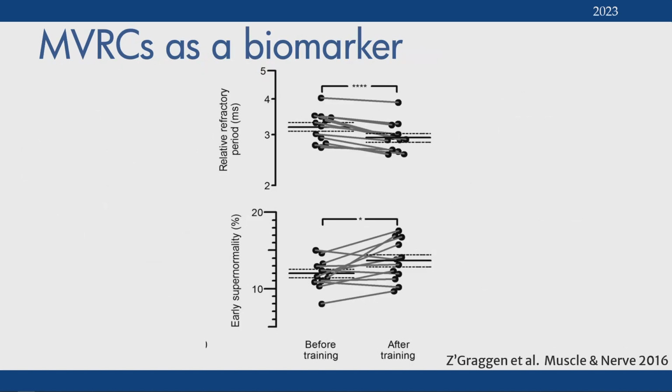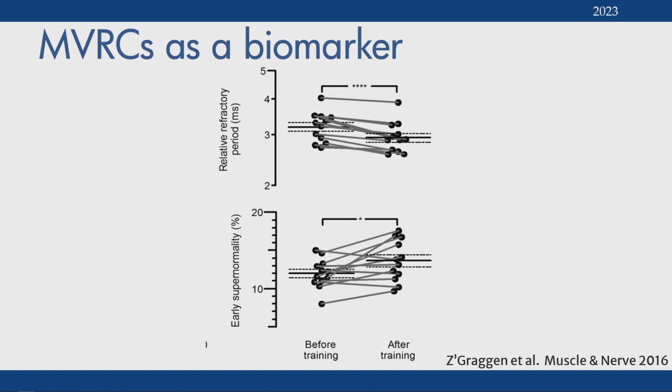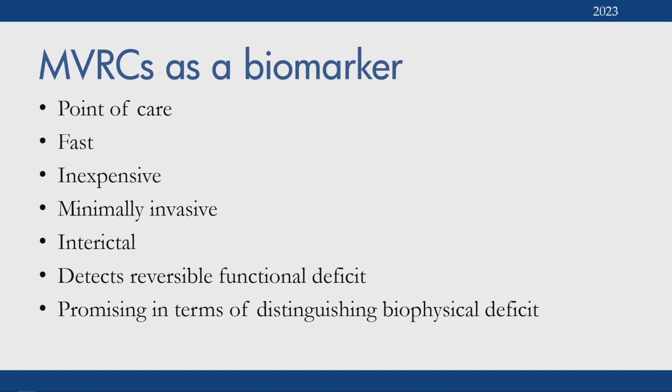There's also a study that was done by Werner Zagragan, and they did force training, so a 2-week force training, again in healthy controls, and they did MVRCs before the force training and 2 weeks after, and they showed small but very consistent and also significant effects, so in the reduction in the relative refractory period and an increase in early supernormality. So I think there's good potential there for MVRCs.